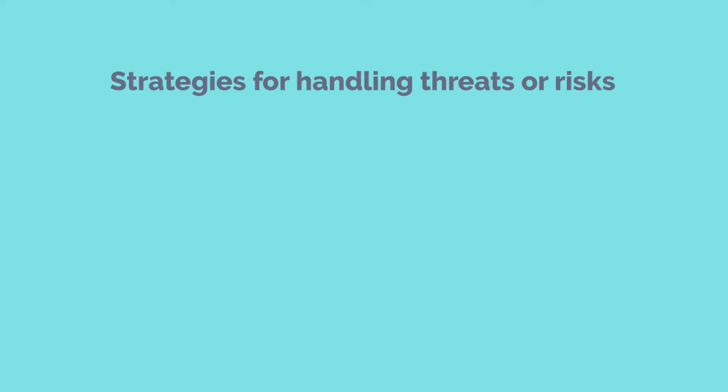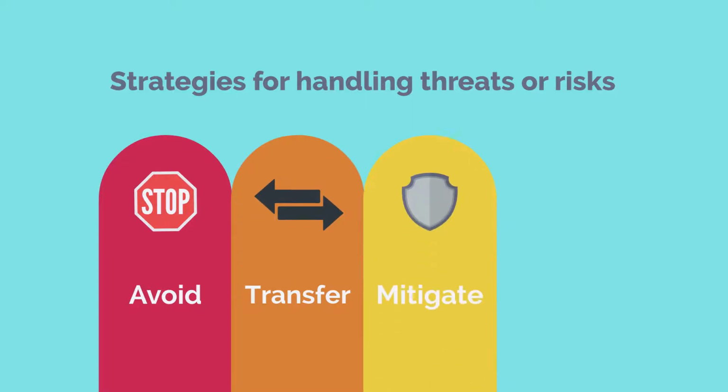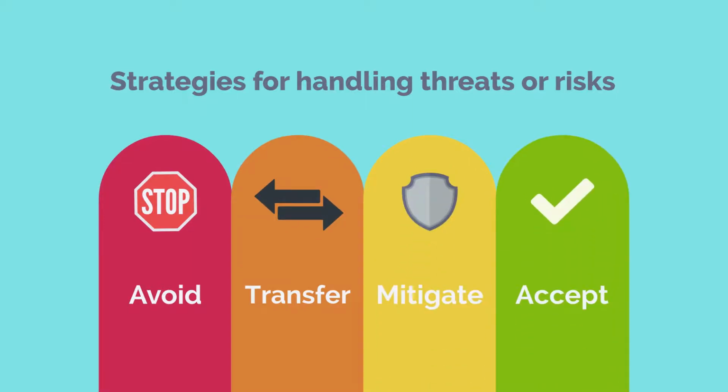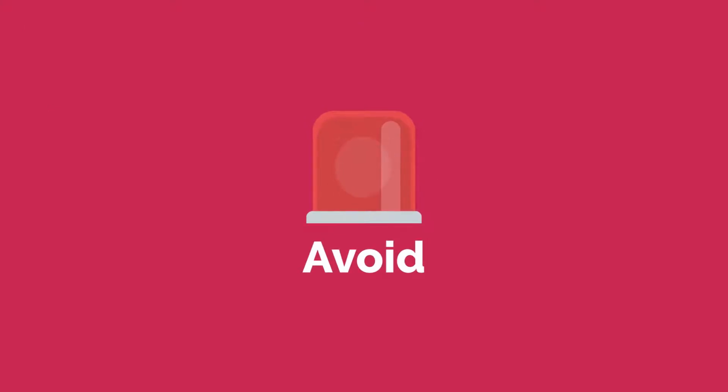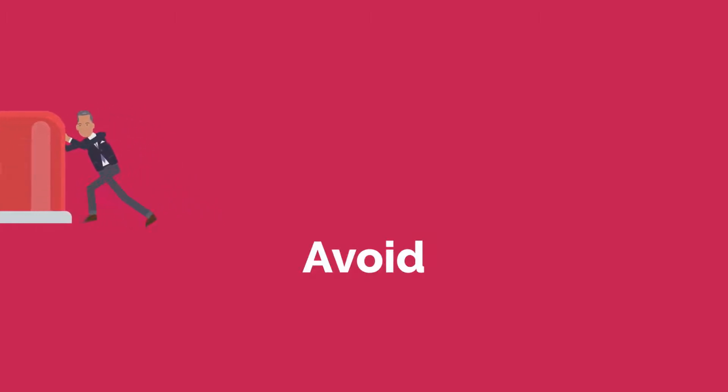There are 4 possible strategies for handling threats or risks: avoid, transfer, mitigate, or accept. The avoid strategy involves acting to either reduce the probability of the risk and/or reduce its impact to zero. This enables the risk to be removed entirely.